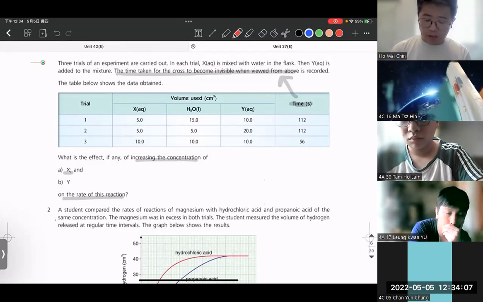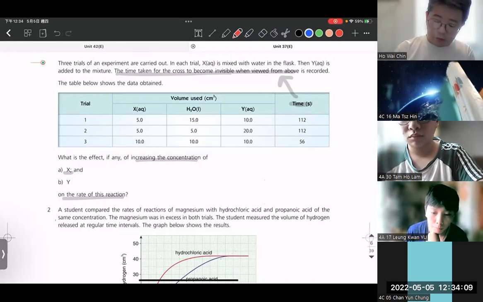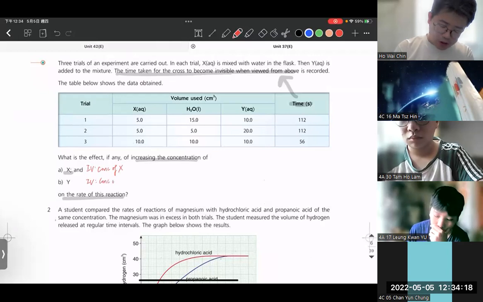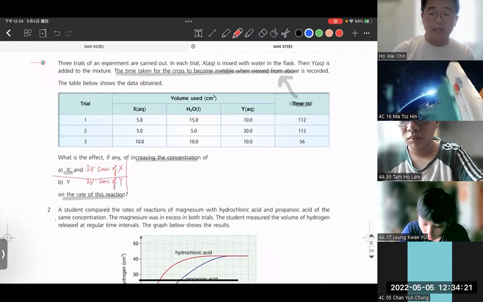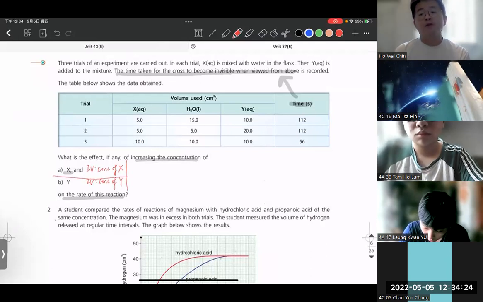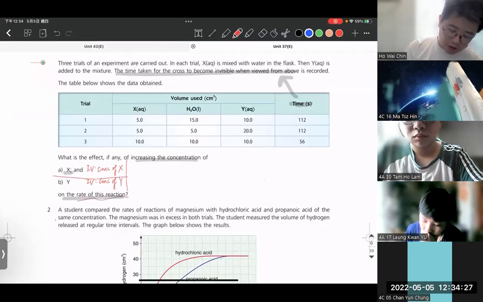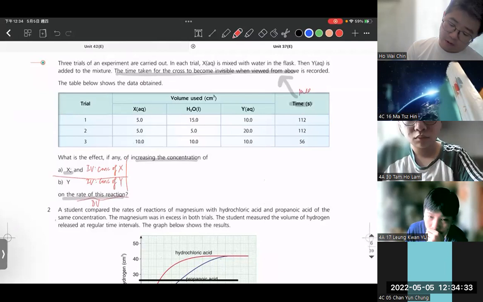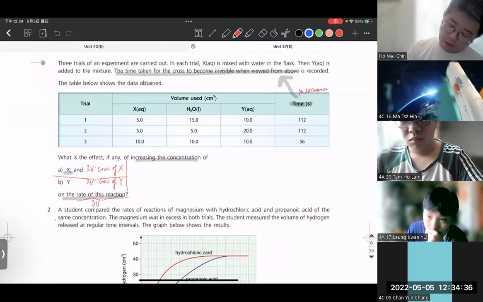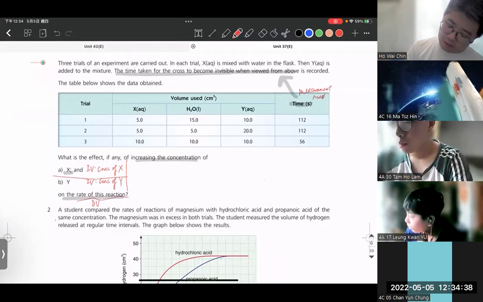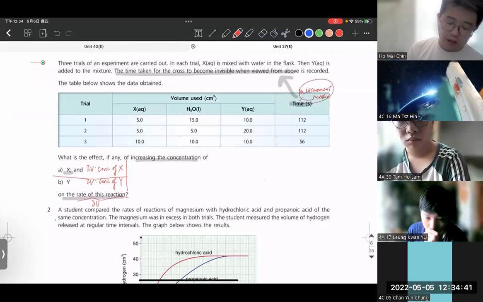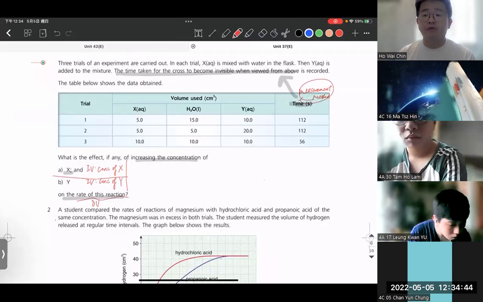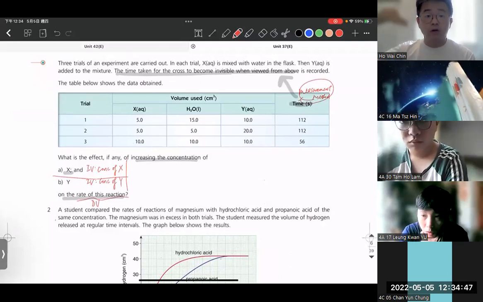Now, in this case, the independent variable for A should be what? The concentration of X, while the independent variable for B should be the concentration of Y, respectively, for these 2 cases. Remember, the rate of reaction is the dependent variable, while the measurement method is the time taken for the cross to become invisible when viewed from above. Just recall your memory.